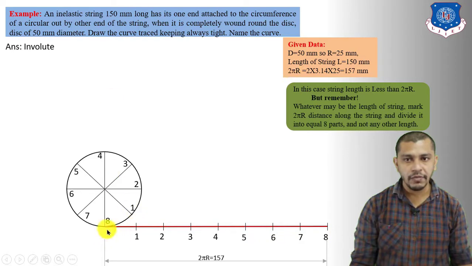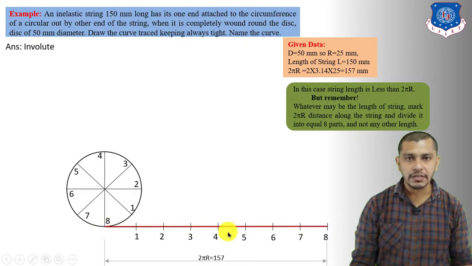Make sure that right now we have not shown the actual length of the string, which is 150 mm. Right now we have taken the 2 pi r distance and divided it into 8 equal parts. Now mark the string length on this line. The string length is 150 mm, so our P0 will be over here, not over here. In the last case we took P0 over here, but right now the string length is 150 mm, so we have to mark P0 over here.